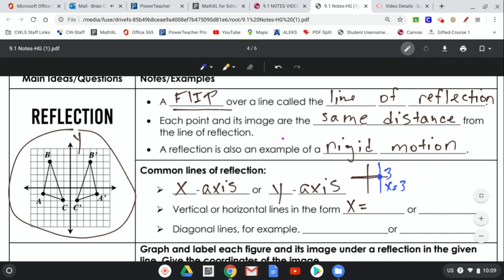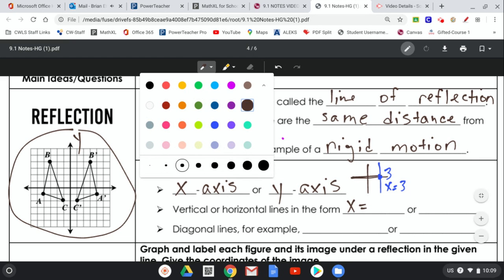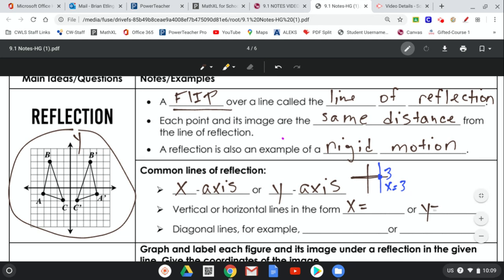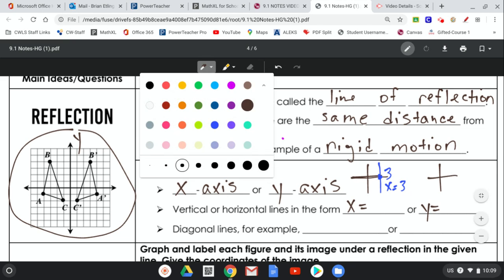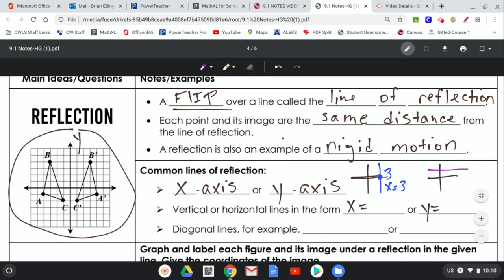Now, we could also have a horizontal line in the form of y equals. So if we have our xy axis here, let's draw it in purple. Let's say that purple line intersects the y-axis at 4. Then we know the equation for that line is y equals 4. All right. So just don't forget that part from Algebra 1 where we're graphing those horizontal and vertical lines.